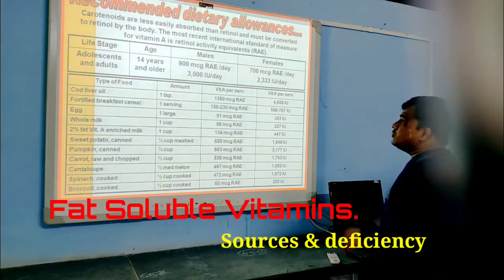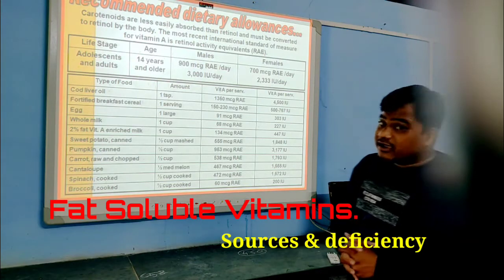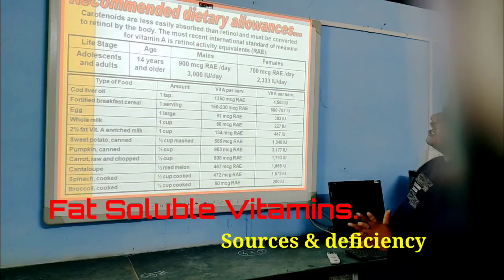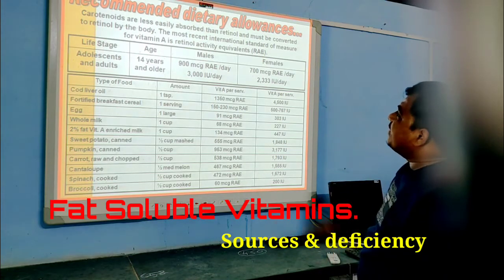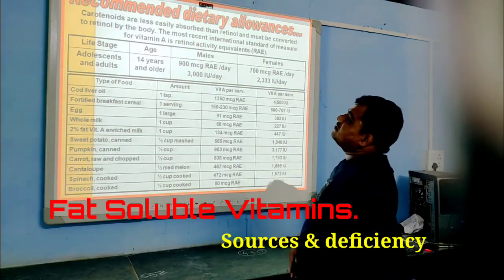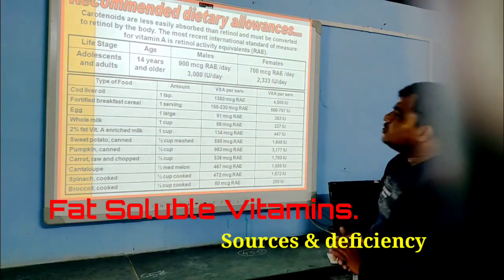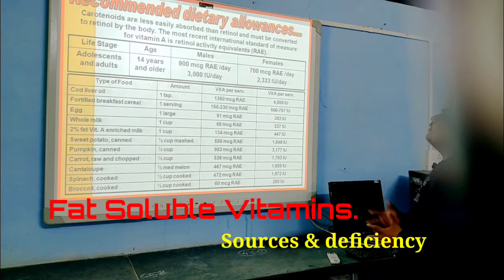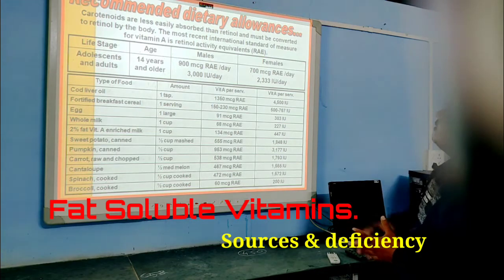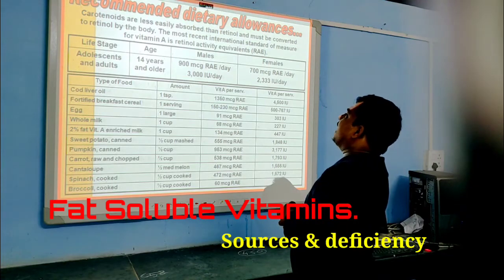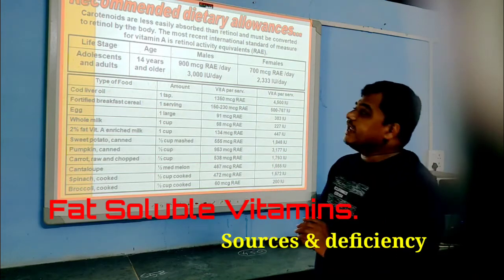Here are the recommended dietary allowances. The carotenoids are less easily absorbed than retinol and must be converted to retinol by the body. This is one chart showing in which quantity we have to take the vitamin. For vitamin A, it is the retinol activity equivalence, that is RAE.